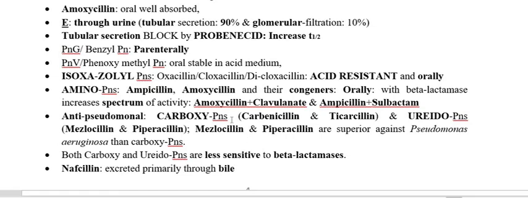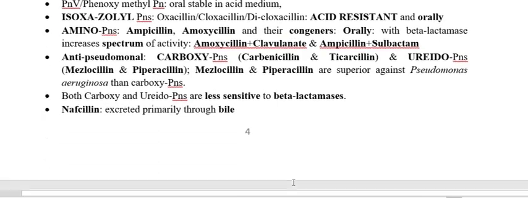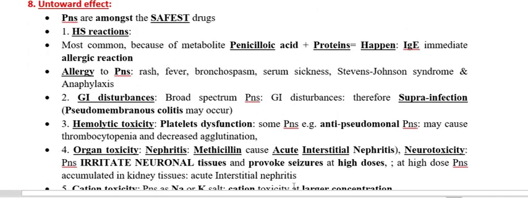Next is the carboxypenicillin. Carboxypenicillin also starts with car: carbenicillin and ticarcillin. Then the ureidopenicillin, the last one, comes under the classification of extended spectrum penicillin, and this is the broadest one. The drugs under ureidopenicillins are azlocillin, mezlocillin, and piperacillin. So this is about the pharmacokinetics. Now we have to go through the untoward effects.